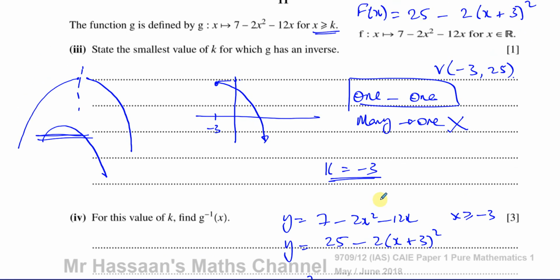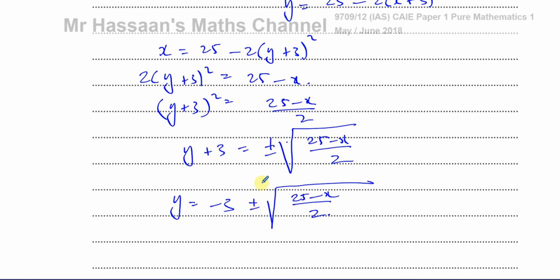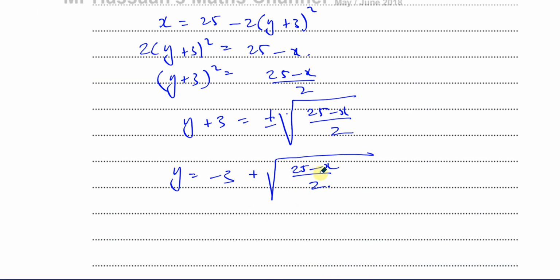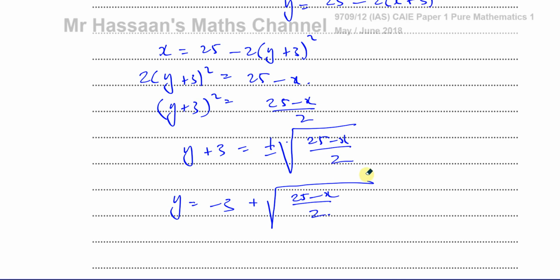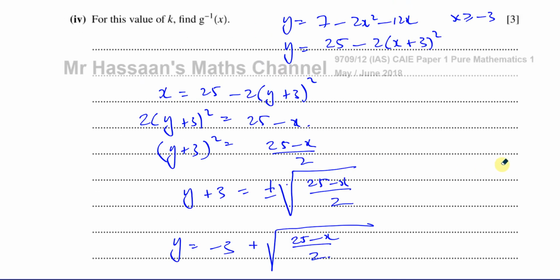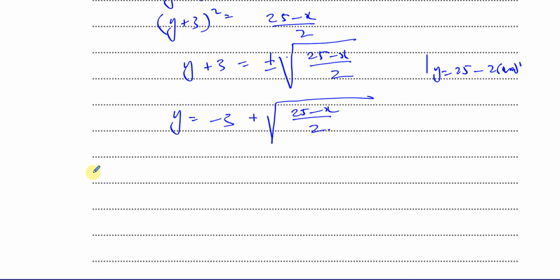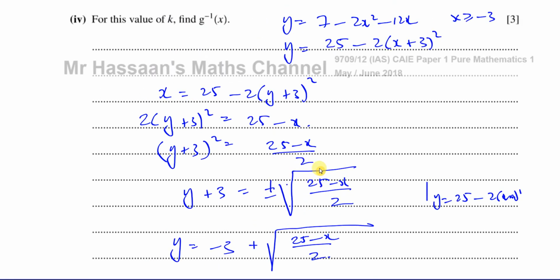Now, in general, if you have chosen what's to the right of the vertex, then the inverse will be the positive square root. If you had chosen what's to the left of the vertex, that means you've chosen the negative square root. If you want to be sure about this, you can choose a value of x and see what the original function does. The original function was y equals 25 minus 2 times x plus 3 squared. So we can take the original function, let's say f of x, 25 minus 2 times x plus 3 squared.